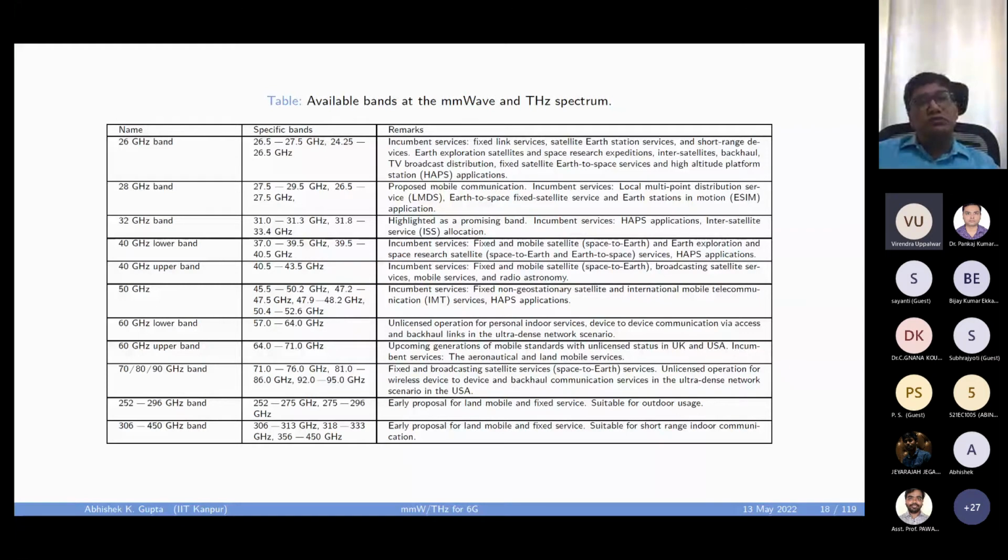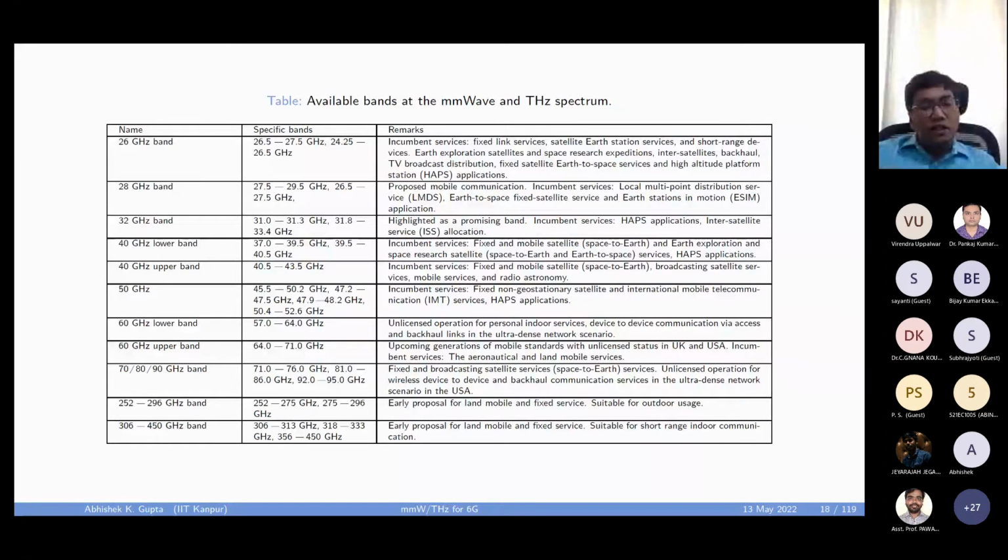Sir, is it possible to go for point-to-point communication with the terahertz spectrum? Again, the terahertz spectrum is very big, so we have to talk about which particular bands we are talking about. Different bands will have different applications. But in general, yes, it's possible to go for point-to-point communication while maintaining the line of sight.